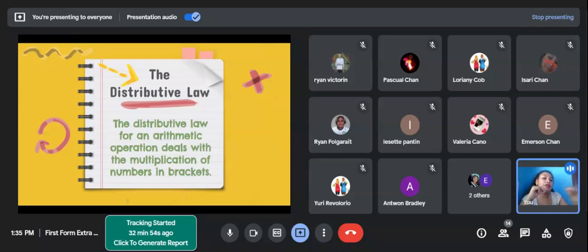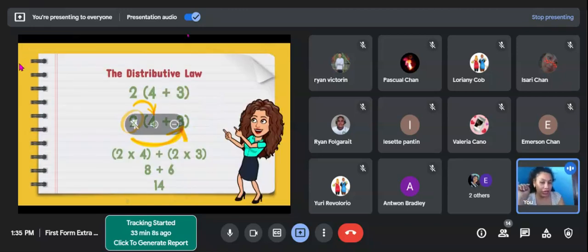Commutative and associative can either only have addition or only have multiplication. But the distributive has addition and multiplication together, right? So now how does that look? And we have a question right here. 2 times, open brackets, 4 plus 3. I have the addition inside of the brackets and the multiplication outside of the brackets. But I need to distribute. So I am going to distribute what is on the outside with everything that is on the inside.